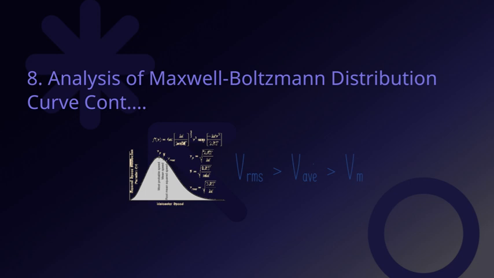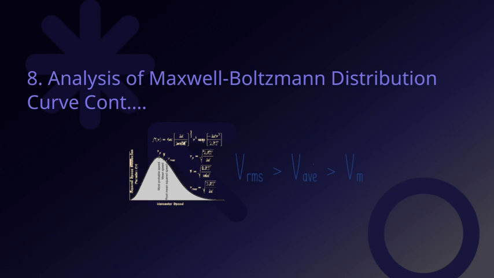As we look further, you'll notice how the shape of the curve provides valuable insights into the distribution of particle energies within a system. The most probable energy, which corresponds to the peak of the curve, tells us where the majority of particles are concentrated. It's also important to observe how the curve shifts with temperature. As temperature increases, the curve flattens and shifts to the right, indicating that particles are gaining more energy on average and that there's a broader range of energies present. This highlights the relationship between temperature and particle energy distribution.